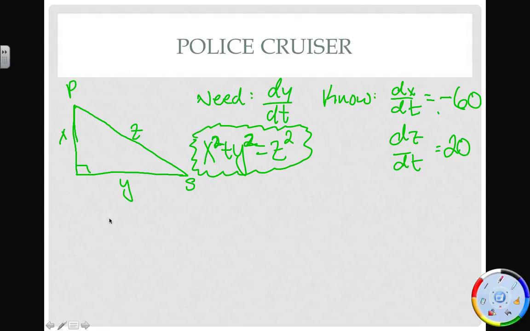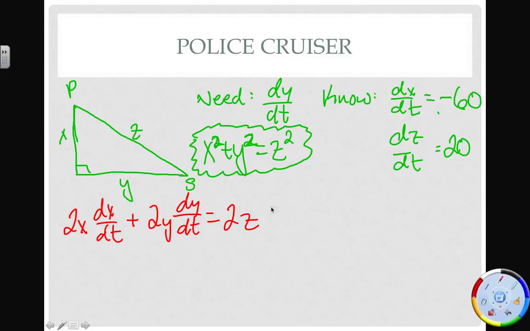And we're going to take the derivative of this with respect to t. So I'm going to get 2x dx/dt plus 2y dy/dt equals 2z dz/dt. Now you may be wondering, hey mister, you haven't used the distances yet. And you're right, because they're not needed until we've taken the derivative in this problem.